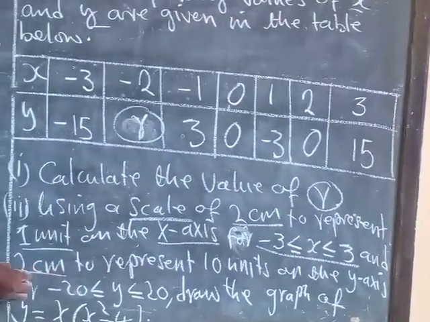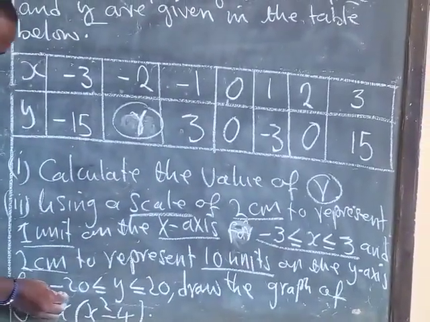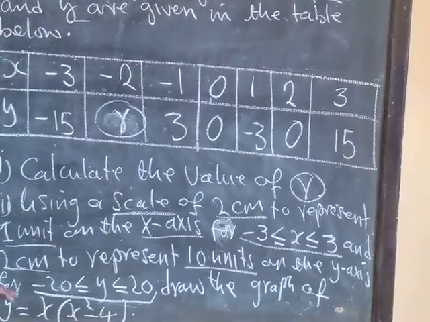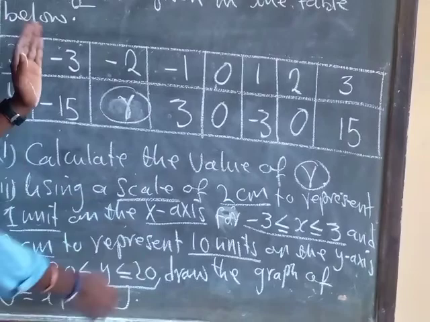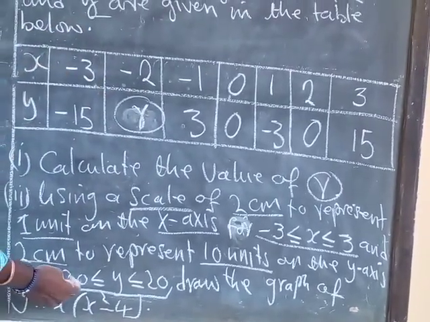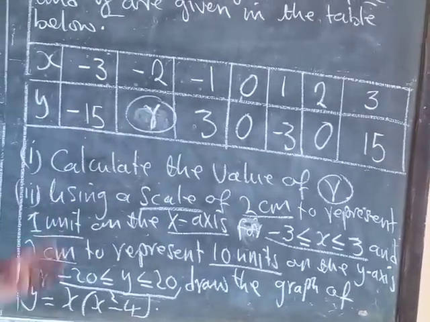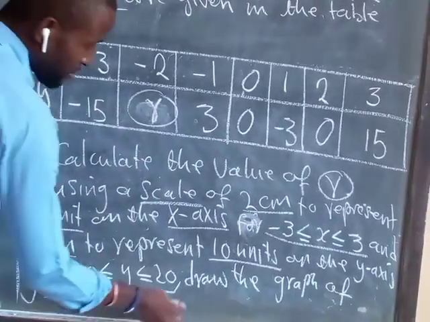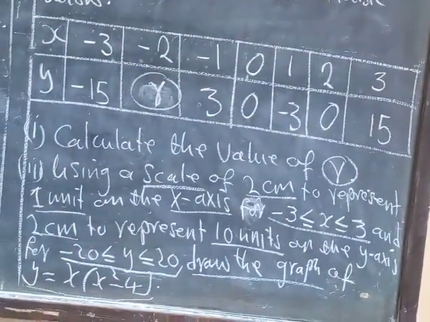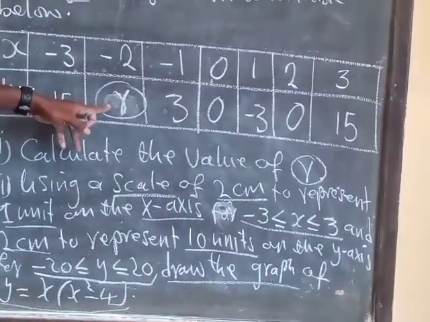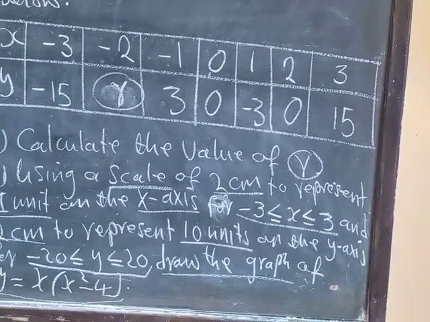And 2 cm to represent 10 units on the y-axis for this scale. This simply means that on the y-axis, on the positive side, I'm going to use 10, 20, and on the negative side, 2 cm to represent 10 units, so it will be negative 10 and negative 20. They are telling me to draw the graph, which is going to be very simple because we already know that the value of r is 0. So now you can draw the graph with less difficulties.